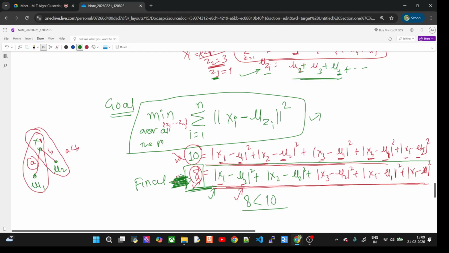You tried the option x1 minus mu1, and in this first option you got a value of 10. Then you modified it to x1 and mu2, calculated the distance from x1 to mu2 the same way, did the summation, and found the value 8. Whichever is the minimum, 8 is the minimum, so it's saying that x1 is closer to mu2 rather than mu1.